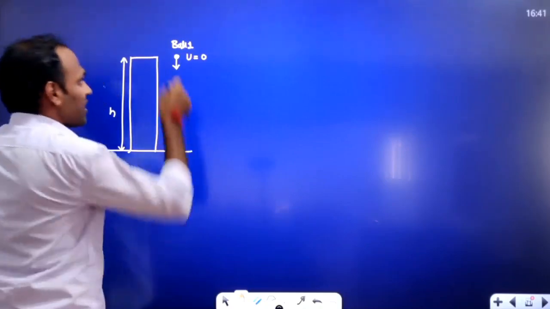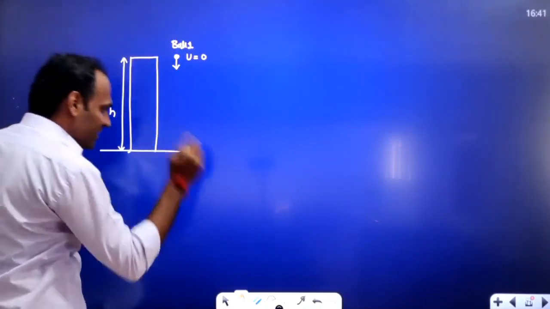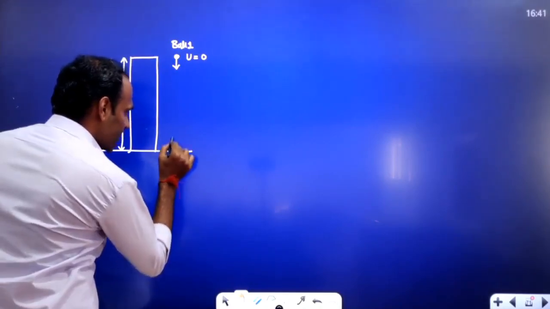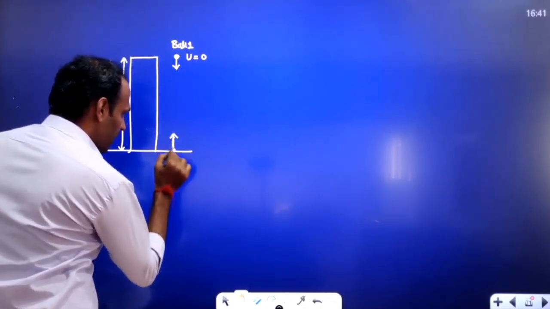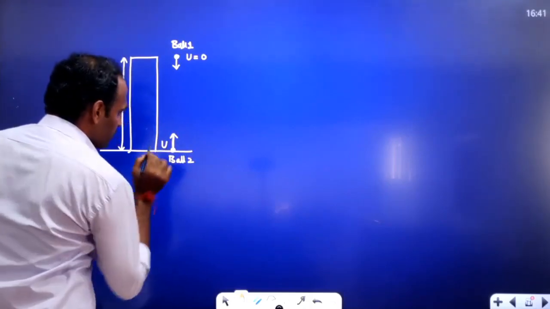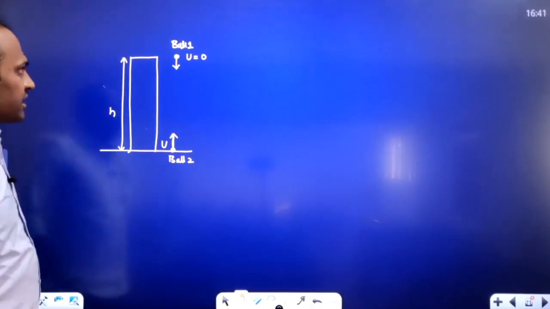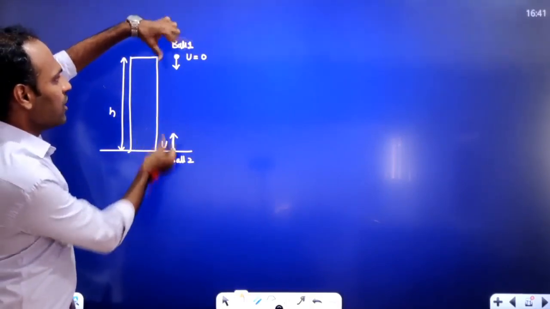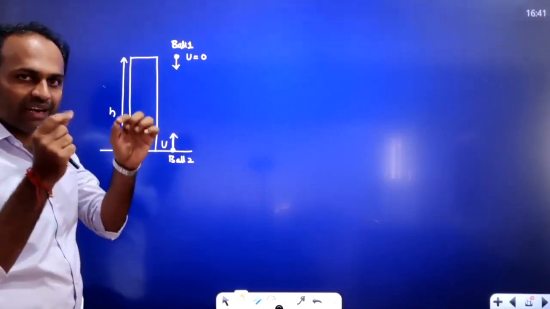At the same instant, when you release this ball from your hand, from the bottom here, one more ball is thrown vertically upwards. I will call this ball number 2. It is thrown vertically upwards with the initial velocity u. See, at the same time, this has been dropped and this has been thrown. Right? At the same instant, both the balls have been released.